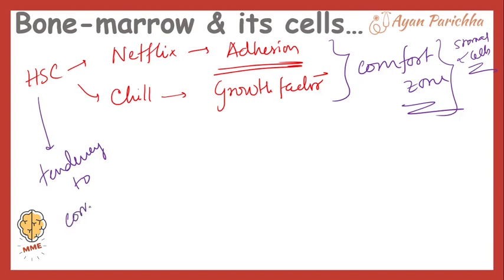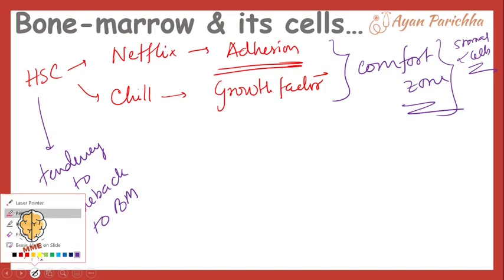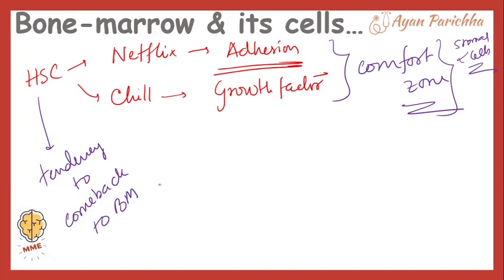Right? Now, due to that comfort zone, HSCs have a tendency to come back to bone marrow from any part of the body. Suppose you inject a hematopoietic stem cell in the superior vena cava. That stem cell will circulate in the entire body, go here and there in the body, and finally it will come back into a bone marrow. That tendency of HSC to come back to a bone marrow is known as homing tendency.